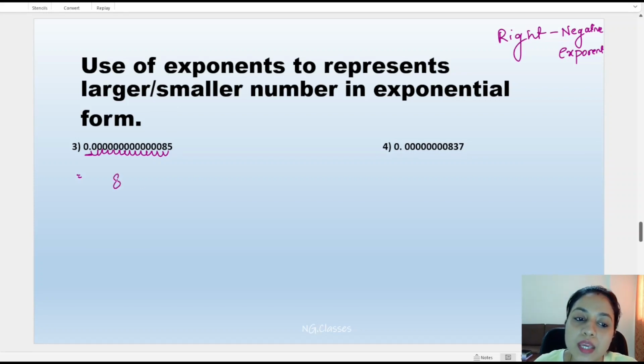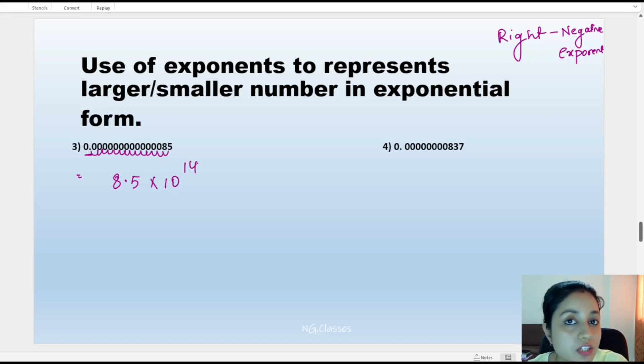So it became 8.5 times 10 to the power 14. But will it be 10 to the power positive 14 or negative 14? It will be negative 14 since we are moving towards the right. All right.